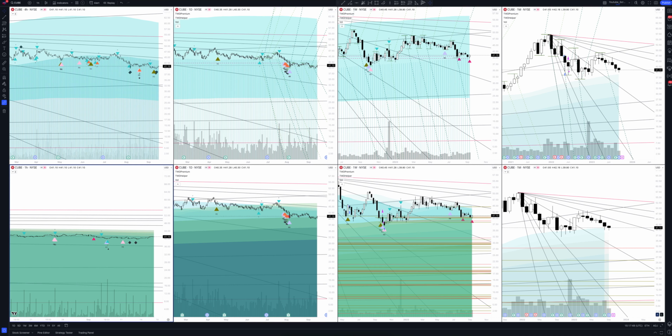Look at CubeSmart REIT stock. Let's analyze the market situation and find out how you can make money on it. Let's start.